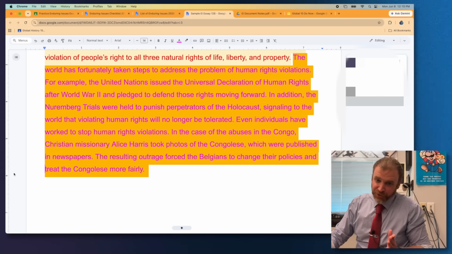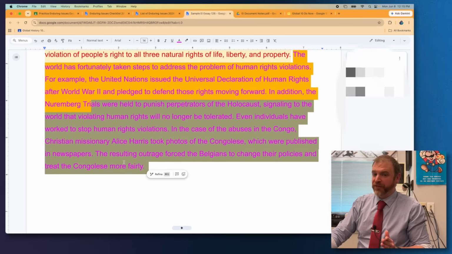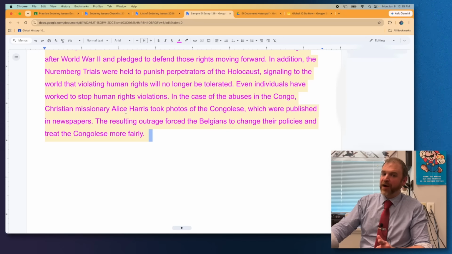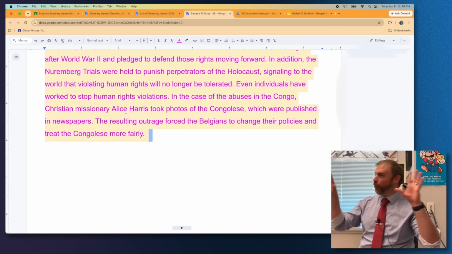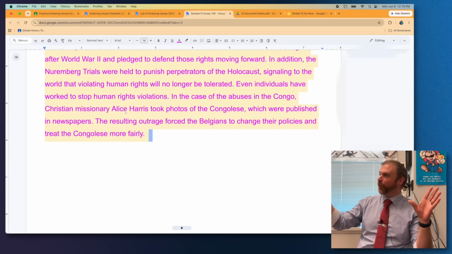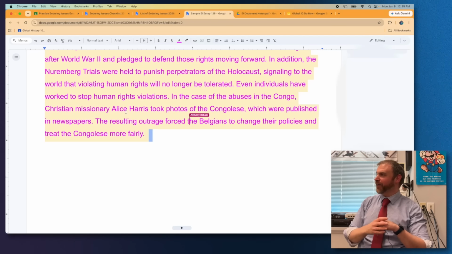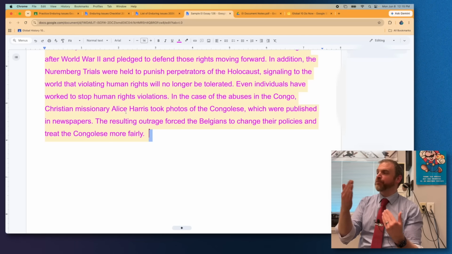And then I try to talk about photography. Photos are a big deal, guys, right? We had that video in class about Alice Harris taking photos of the Congolese missing their hands and feet, and that made the world go, holy, I can't believe this is going on. There was outrage around the world about how the Belgians were treating the Congolese in Africa. And that put pressure on Belgium to stop being so horrible.